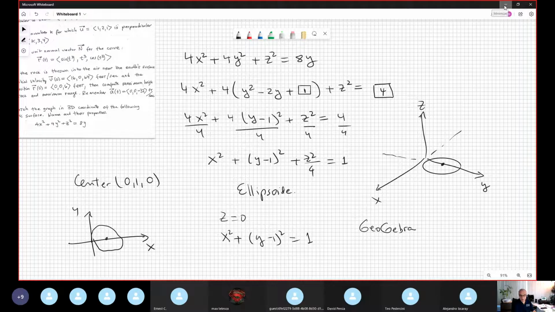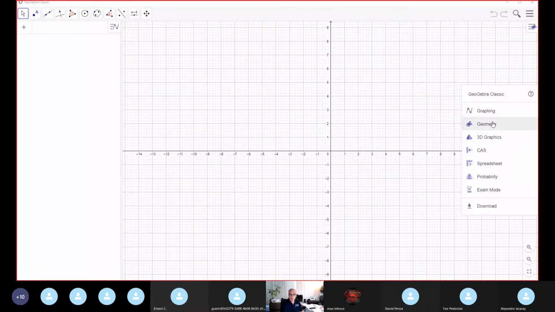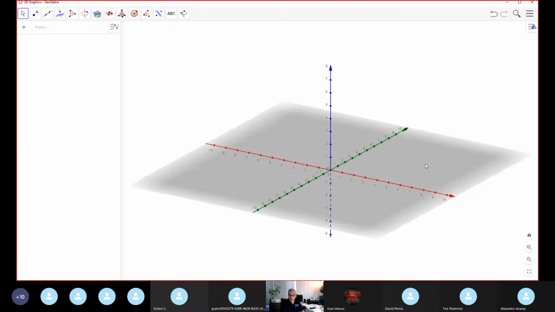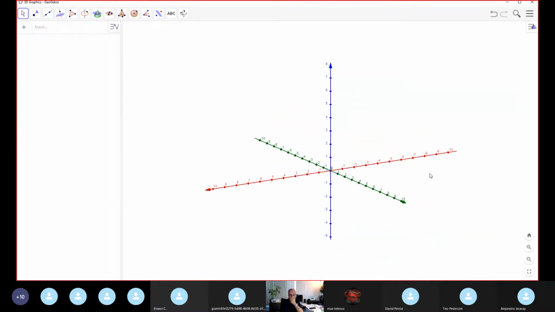Okay, share the screen to GeoGebra. Look, GeoGebra Classic. Do you see GeoGebra? You click here and 3D graphic. Personally, I don't like this plane, so I remove this plane. You right click and uncheck the plane. And this is my famous axes X, Y, and Z.